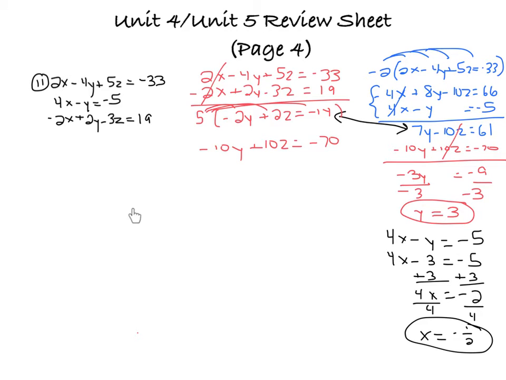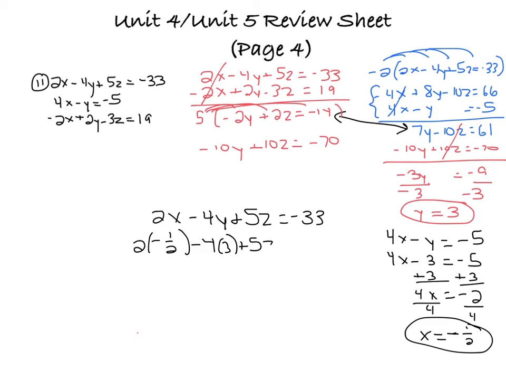So I'll just rewrite 2x minus 4y plus 5z equals negative 33. And since we know that x is negative a half, I'm going to substitute that in for the x. Since we know that y is 3, we could substitute that in. And we're going to leave the z as is because that's what we're solving for.